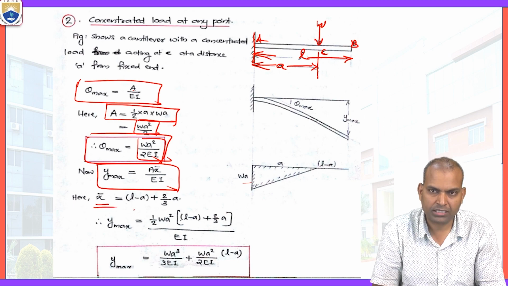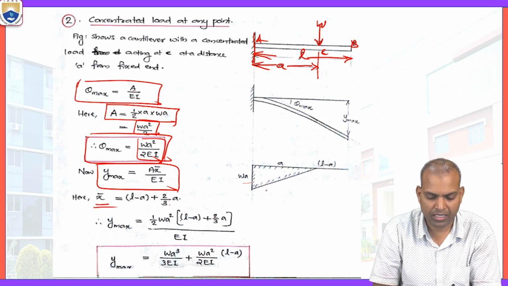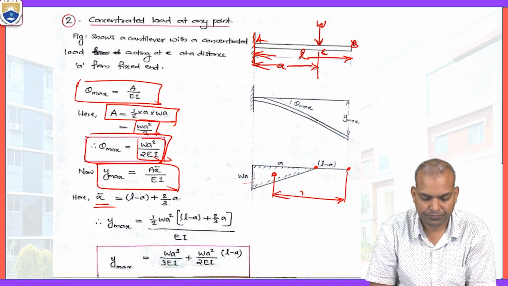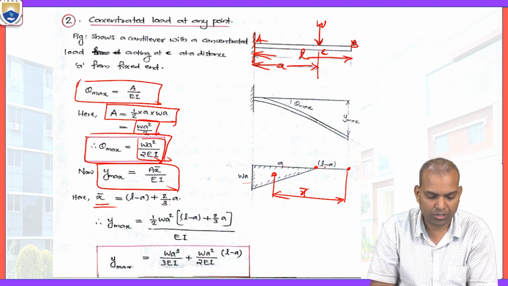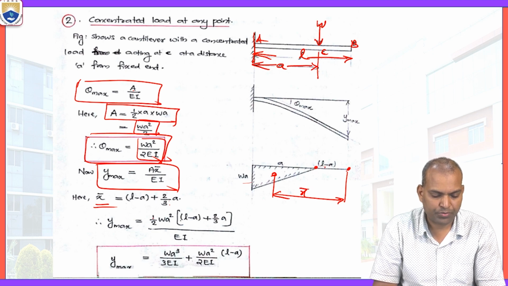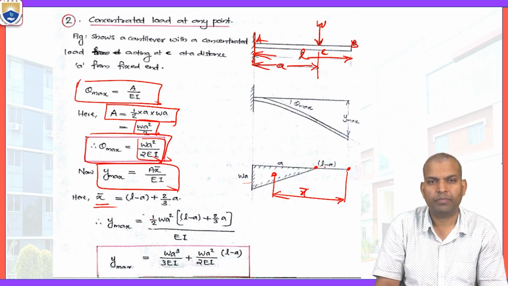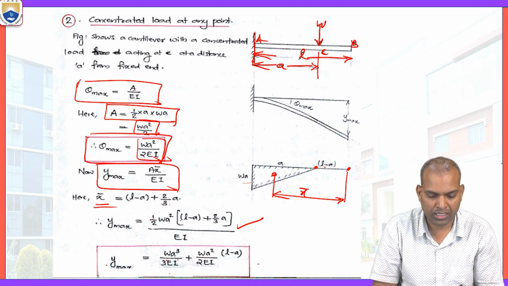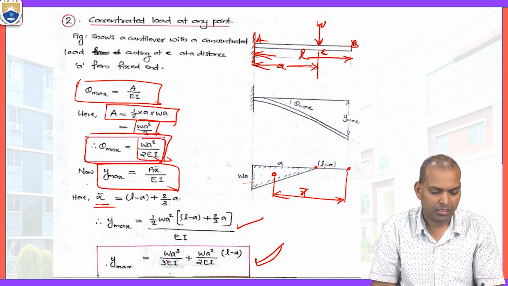Now Y maximum equal to A x bar by EI. What is x bar? L minus a plus 2/3 of a. This is L minus a, the distance. From here to here we want x bar. L minus a plus 2/3 of a. Now substitute the A value and x bar value and EI. Then we will get Y maximum equal to Wa cube by 3EI plus Wa square by 2EI times L minus a. These are the values.